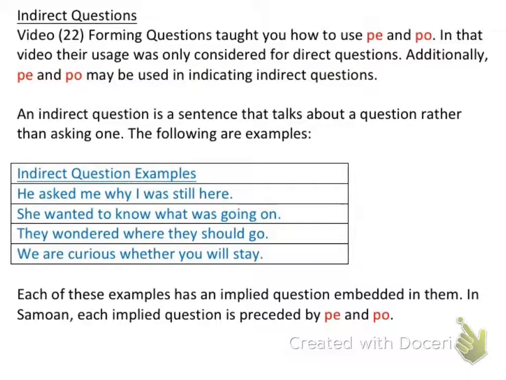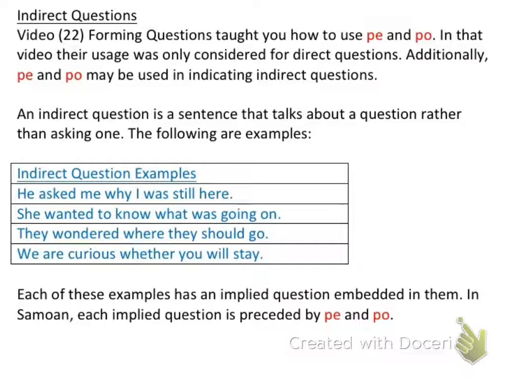Okay, so this paragraph right here helps me at least to know what an indirect question is. An indirect question is a sentence that talks about a question rather than asking one. The following are examples, and I really like examples. So, he asked me why I was still here. There's no question mark at the end of the sentence, so it's not a direct question. But there is a question being talked about. He had a question on why the person he's stating was still there. So there's a question being talked about in this sentence.